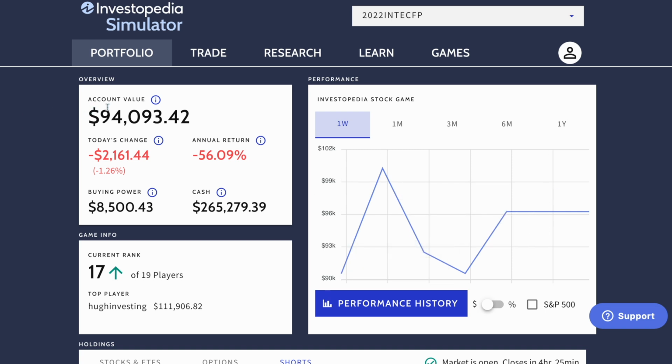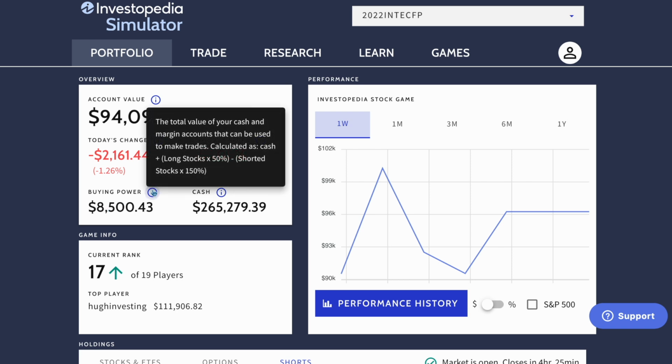First off, we have account value and buying power. Your account value is how much your stock account is worth, and it changes depending on if your stocks are earning you money. Your buying power, on the other hand, is the amount of money you have left after purchasing various stocks, and it is calculated with this formula over here.